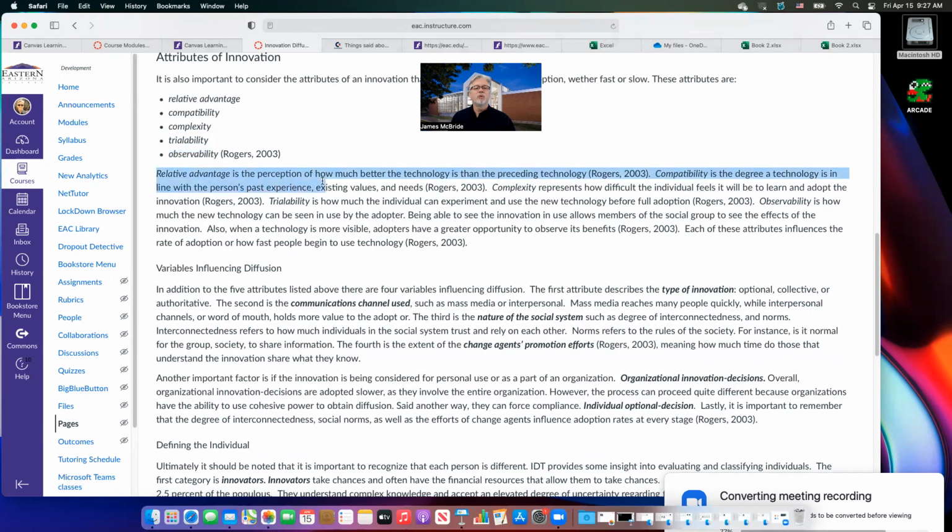Relative advantage is the perception of how much better the technology is than the preceding technology. What's the advantage? Perceived usefulness. What's the advantage to using this? Compatibility is the degree a technology is in line with the person's past experience, existing values, and needs, right?